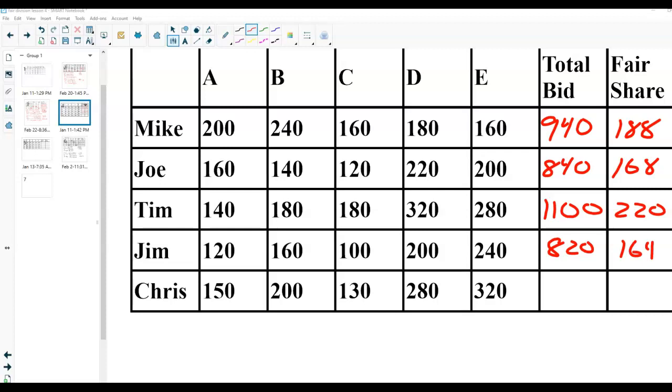And finally, 150 plus 200 plus 130 plus 280 plus 320, 1080. Divide by 5, we get 216.